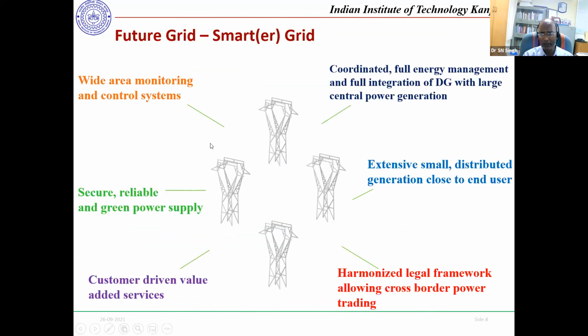So taking advantage of new developments, we are making our future grid a smarter grid. I already talked about what we are doing: we have very wide area monitoring and control at the transmission system. We are very clearly monitoring, and we are also monitoring with the help of SCADA. In the distribution sector as well, monitoring and control are being done.